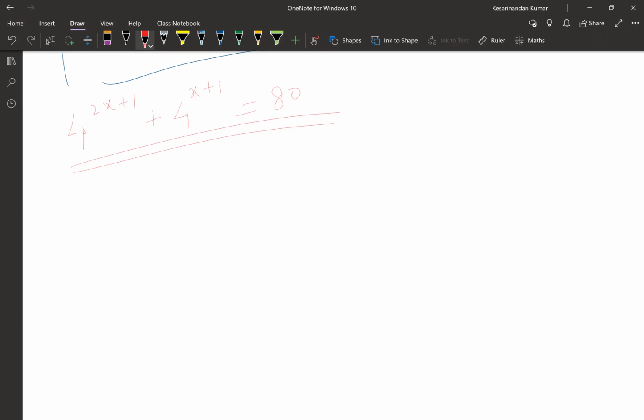Anybody any ideas? Should we use logarithms for this? Whatever you want to use, you can. Sorry, can you repeat the question, Casey? Yeah. So this is the question: 4 raised to 2x plus 1 plus 4 raised to x plus 1 is equal to 80. Find the value of x.